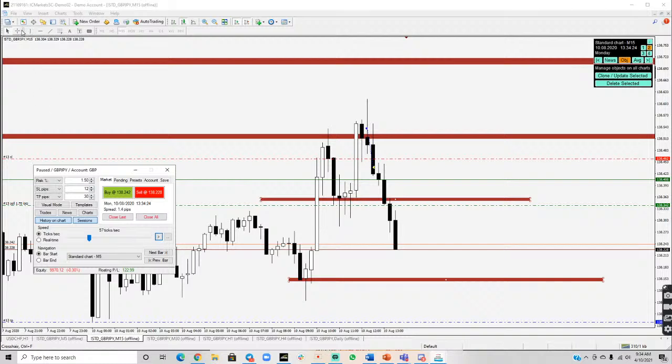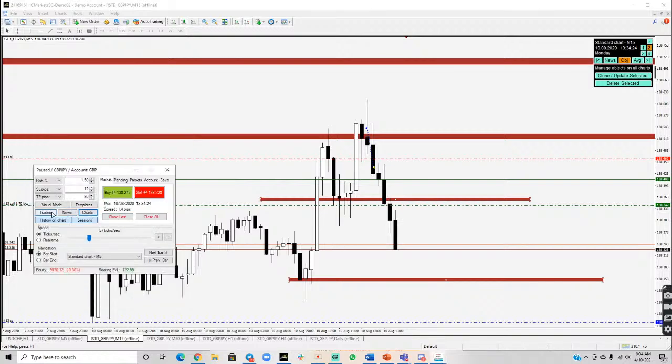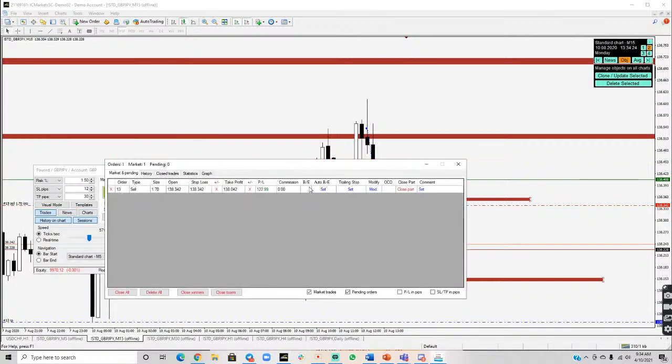Alright, so at this point we are pretty much up. We are up 11 pips. So what I'm going to do, I'm going to move stop to entry. Break even. Close partial. Let's close about 80%. Close most of the position.